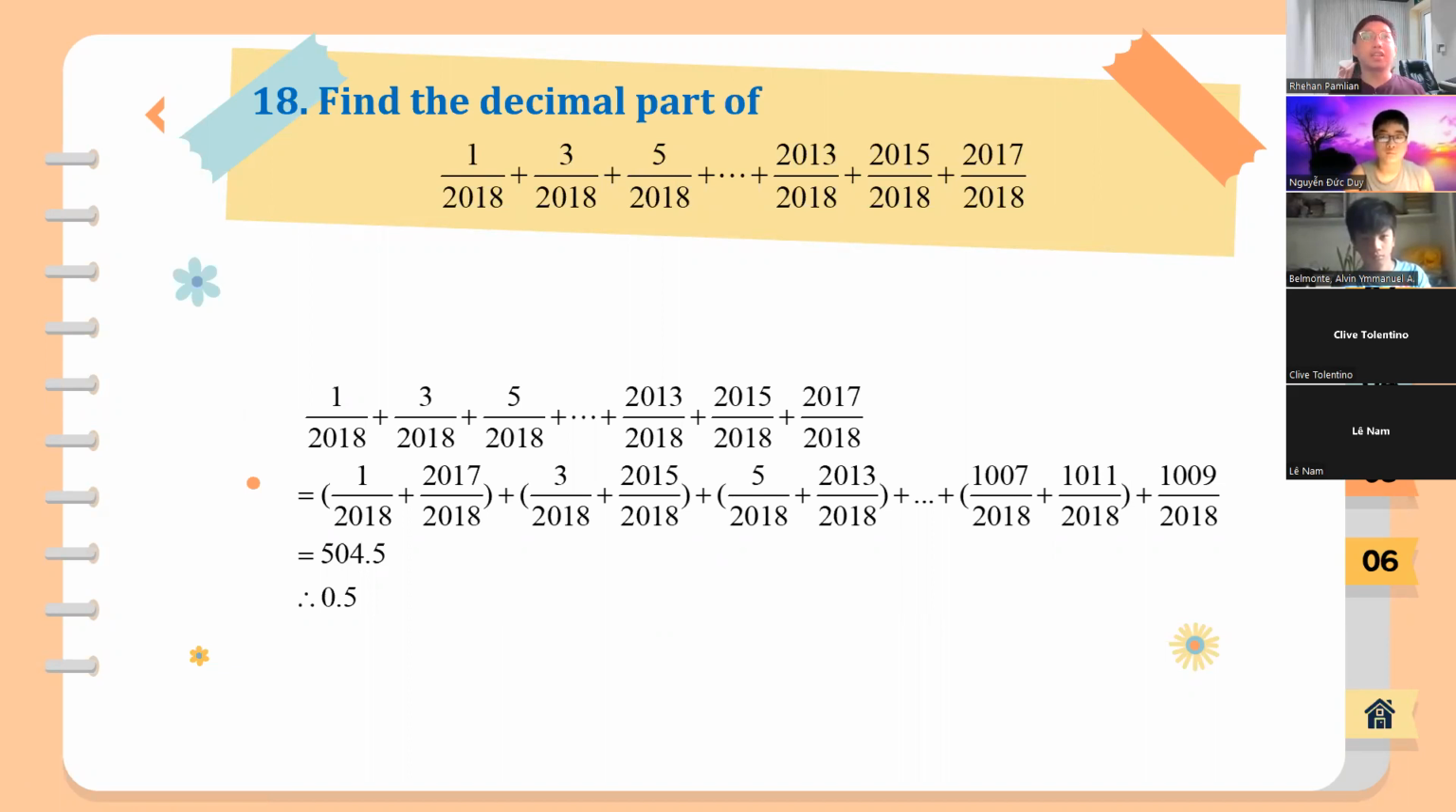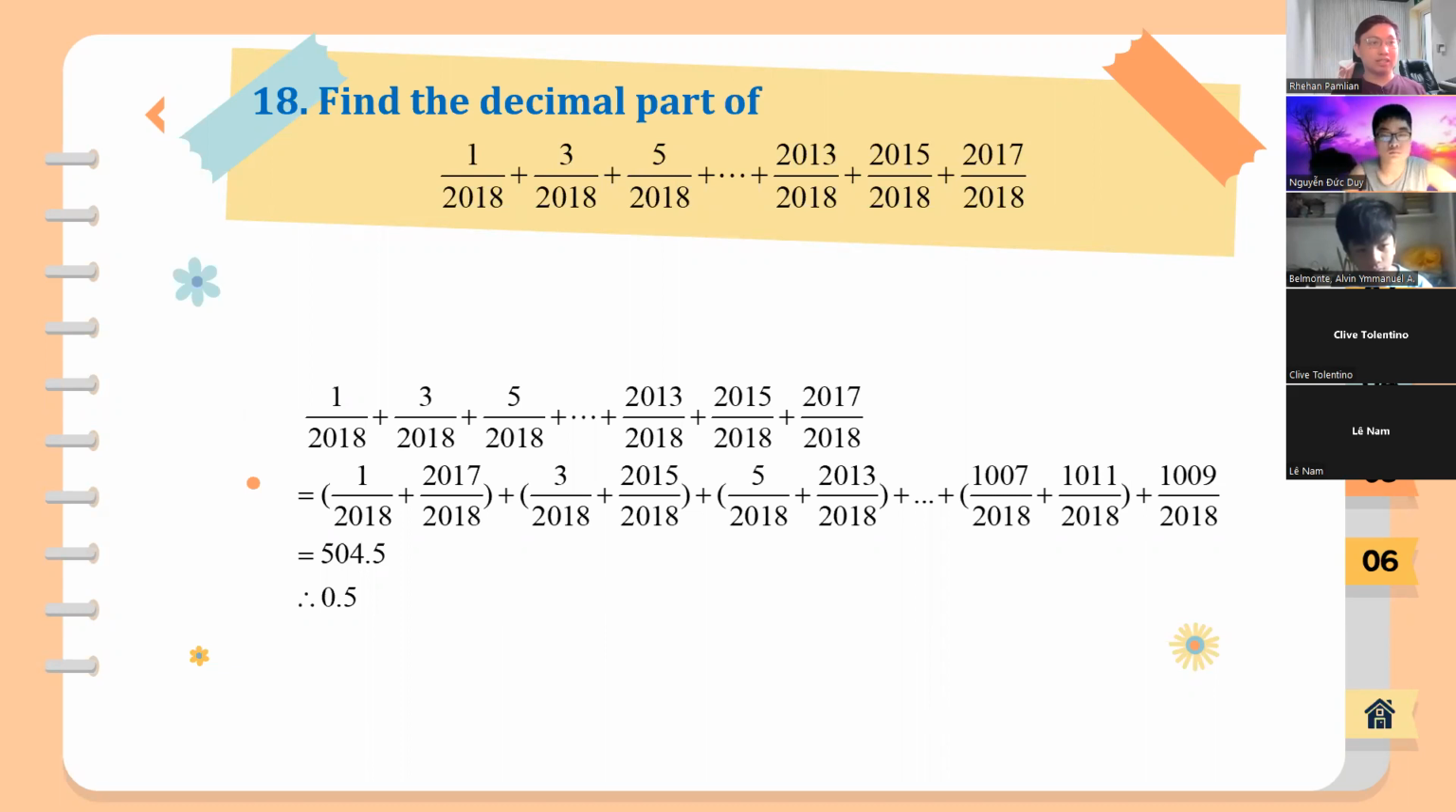1 over 2, okay. No, you cannot answer 1 over 2 because the question is asking for a decimal part. Okay? Yes. Okay, you understand it now, right? So it should always be 0.5 and not 1/2 because the question is asking for a decimal.